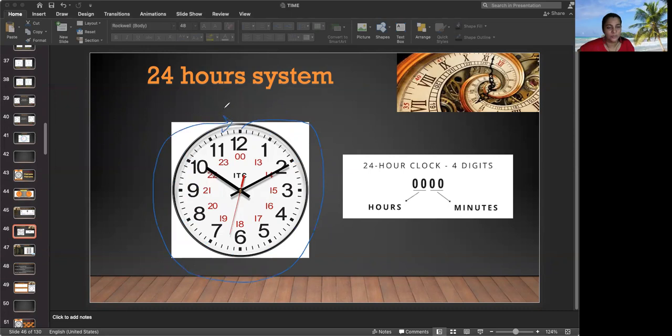Okay, so in the 24-hour system, when you write, you do not use AM or PM anymore. You do not use these words or these phrases. There is no more AM, PM. But instead, if you want to say 1 o'clock in the afternoon, you would say that as the 13th hour, and you would write it like this. So it's made up of 4 digits. As you can see here, the 24-hour clock is made up of 4 digits.